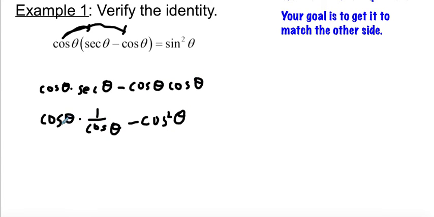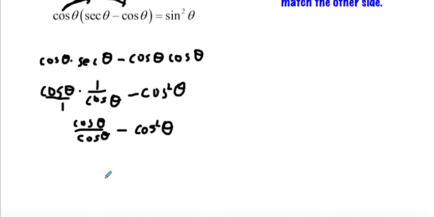Alright, so now cosine is like it's over 1 here. So cosine times, multiplying my numerators, multiplying my denominators, I get cosine theta over cosine theta, because 1 over cosine is down in the denominator there, minus cosine squared. Okay, now cosine theta divided by cosine theta, that's like 4 divided by 4. What do you get when something is divided by itself? You get 1. So I get 1 minus cosine squared.